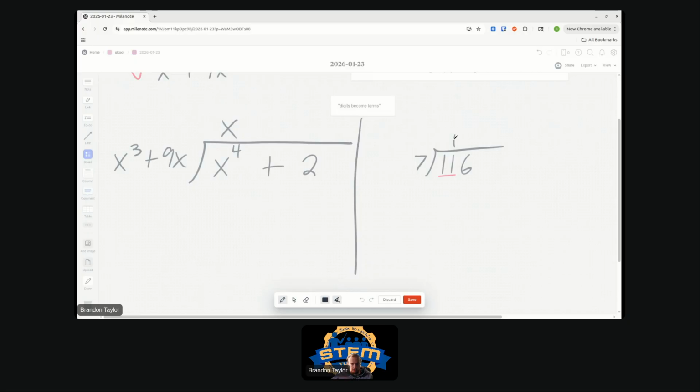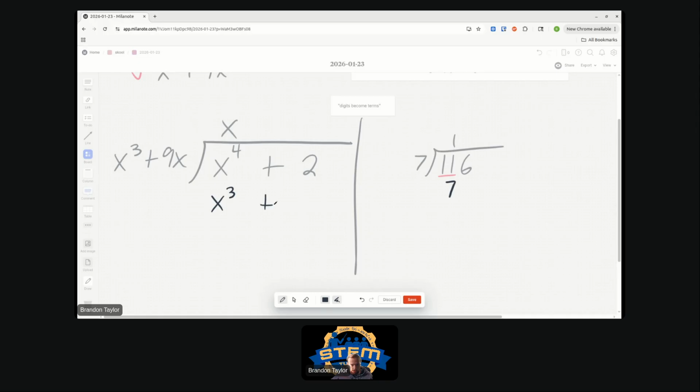So what do you do next? Well, the next thing you do technically is you multiply 1 by 7. Whatever you just got in the quotient, you multiply that by the divisor, and then you write that underneath. So I'm just going to write 7. Similarly, we take x and we multiply that by this.